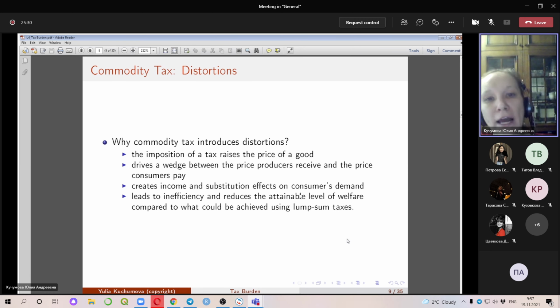Let us go back to the commodity taxes and discuss in more detail why commodity taxes introduce distortions. An imposition of a tax would drive a wedge on a good, the difference between the price producers receive and the price consumers pay. And this creates a behavioral change from the consumer. Specifically, we know that there are income and substitution effects in consumer demand when a price changes. And this leads to inefficiency and reduces the attainable level of welfare compared to what could be achieved using lump sum taxes.